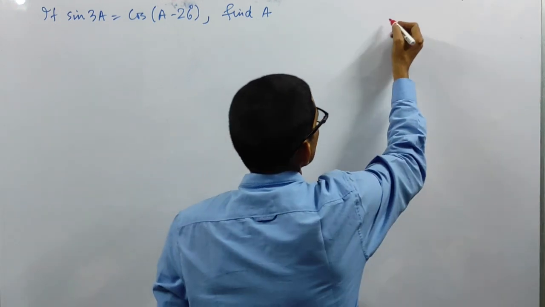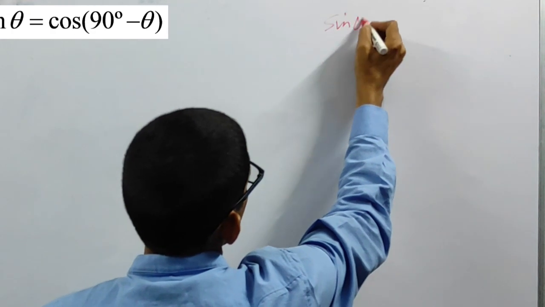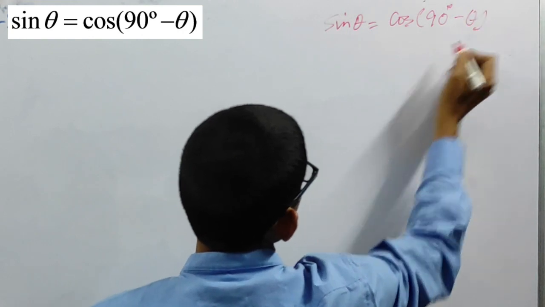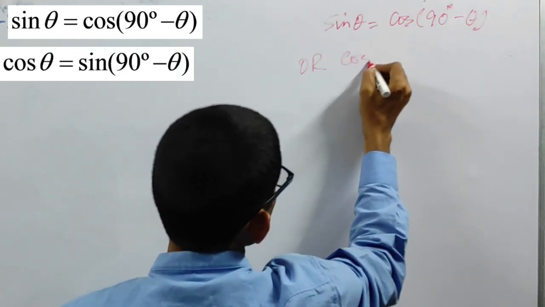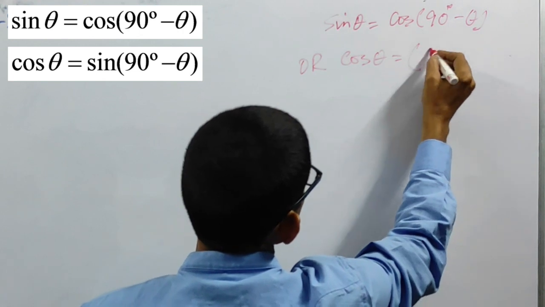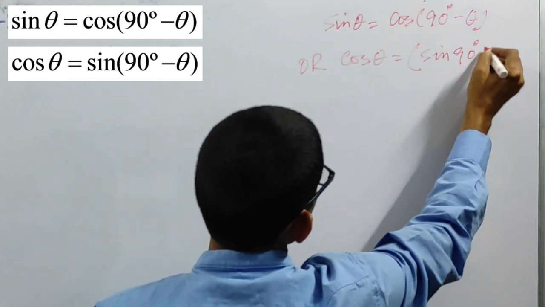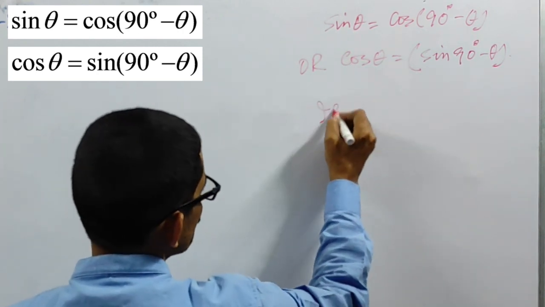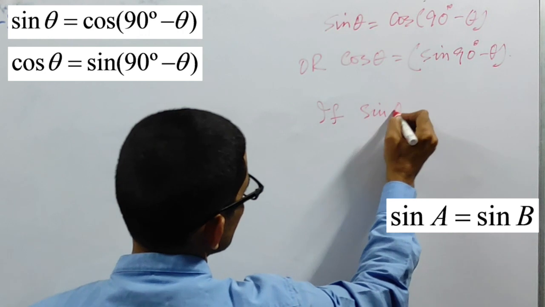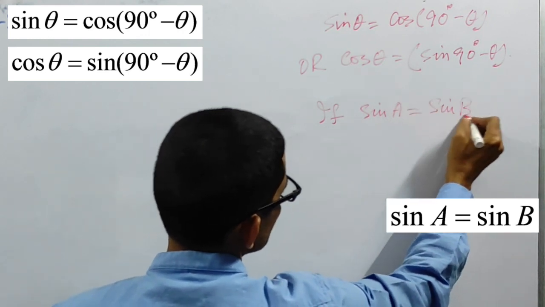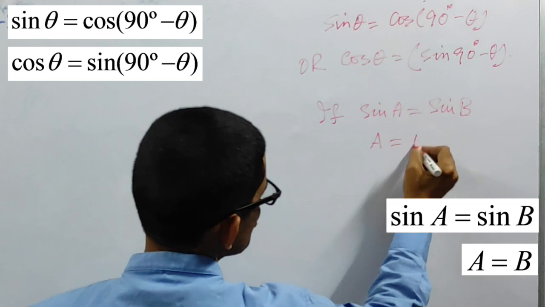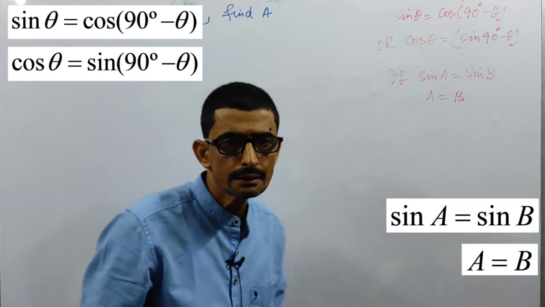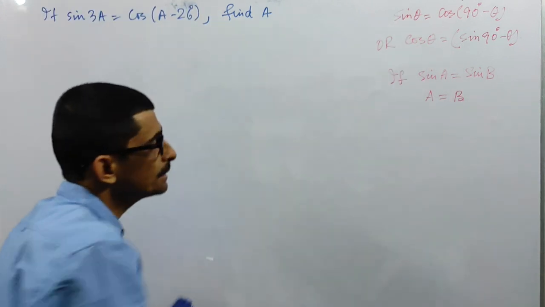One of them is sin theta can be written as cos(90 minus theta), or cos theta can be written as sin(90 minus theta). And one more thing is, if sin A is equal to sin B, then we can write A is equal to B. The angles are same. When the ratios are same, angles are same. We will apply these two in this sum.